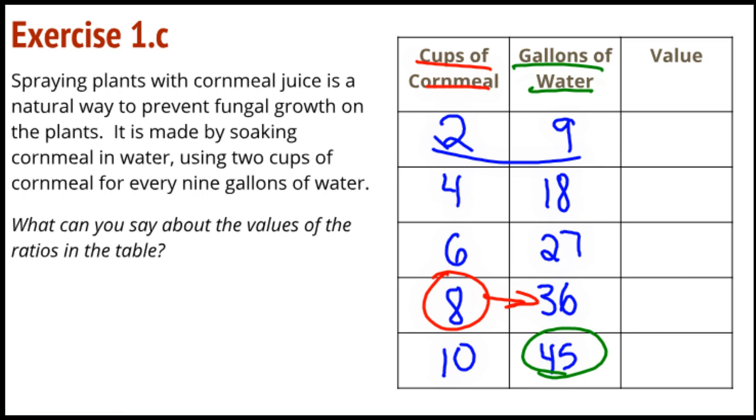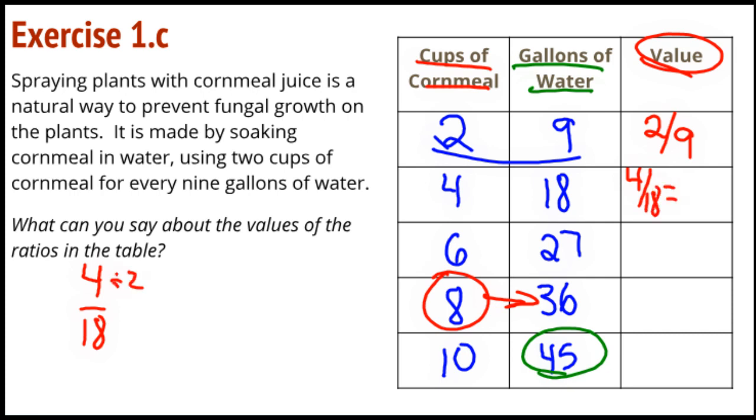All right, here we go. What can we say about the values of the ratios in the table? And you'll see that I've added them. No, it's not in your workbook. We know the value of the first one here is 2/9, and we can take the 4/18, and we want to write it in the largest possible units. I can divide them both by 2, which will give me a value of 2/9.